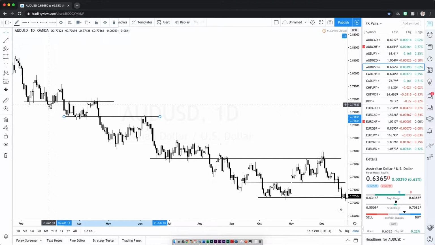Right here was a big one. Right here, you would have probably got stopped out. So yeah, of course, they are not perfect. No indicator is. However, there is a way to make these a little bit better.